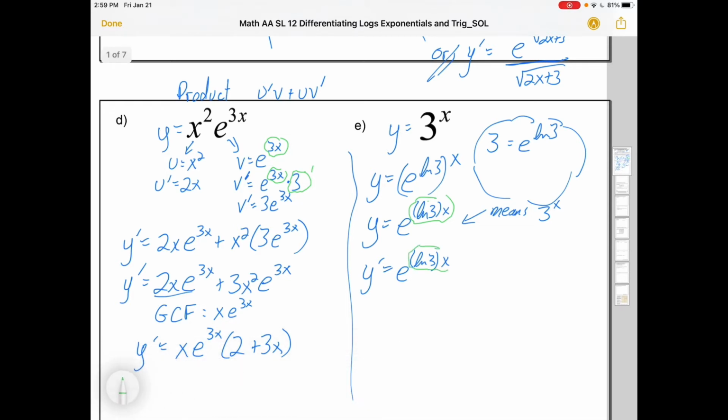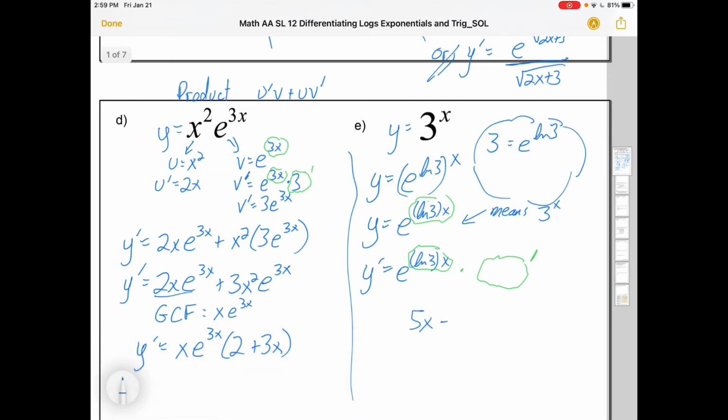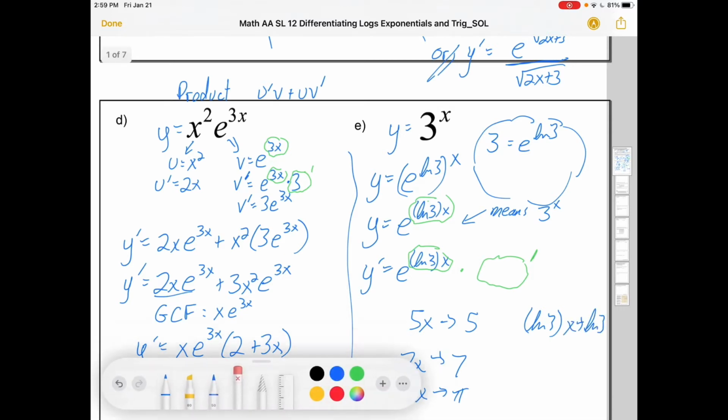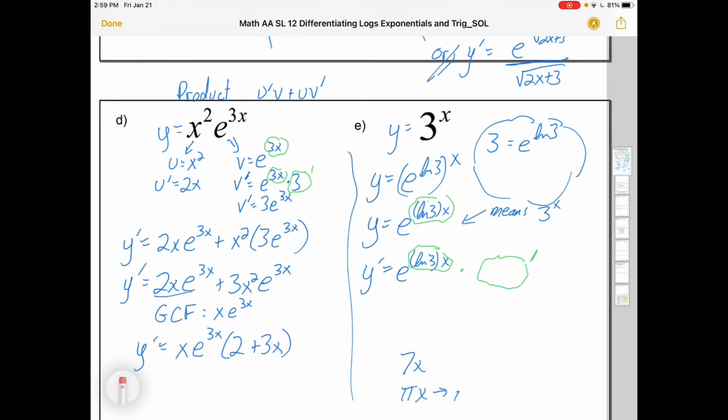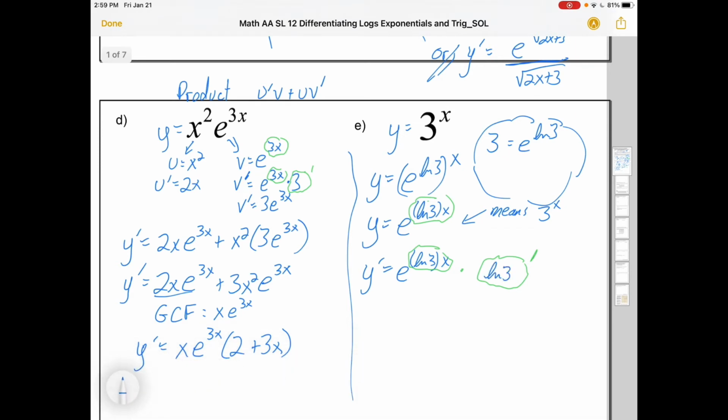times the derivative. Now, you might get confused here. Ln 3 times x. Well, ln 3 is just a constant. Think if it had said 5x, the derivative of 5x would just be 5, or 5 times 1. If it had said 7x, the derivative of 7x would just be 7. If it said pi x, the derivative of pi x would be just pi. Ln 3 times x, ln 3 is just a coefficient. So its derivative is going to be ln 3. Okay, so that is the derivative of the glob. And so we get ln 3 as our derivative.